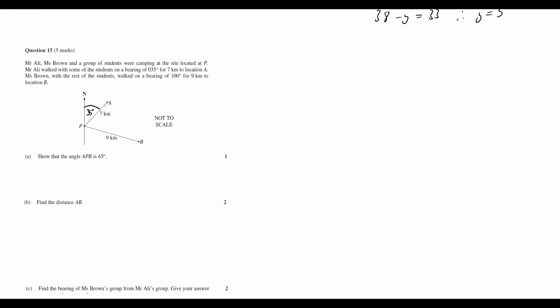Okay, and Ms. Brown with the rest of her students walked on a bearing of 100 degrees for 9 kilometers to location B. So quickly putting that in, that means that entire angle there is going to be 100.